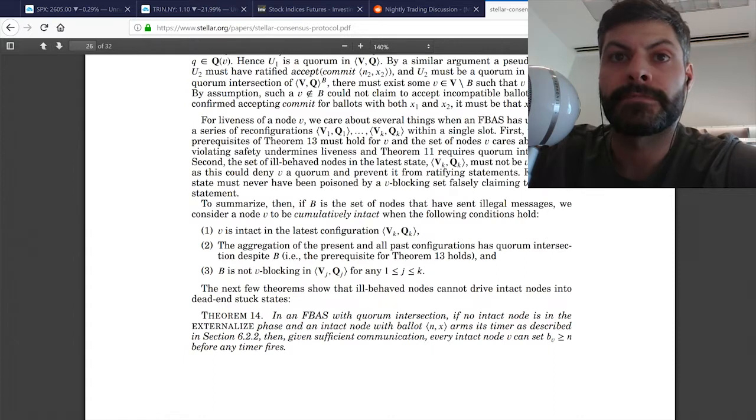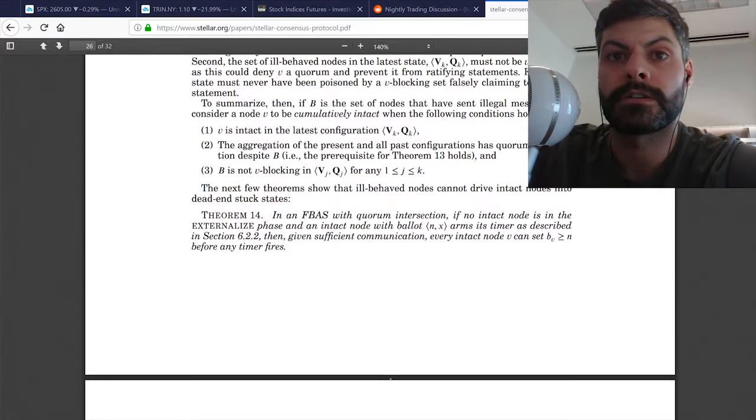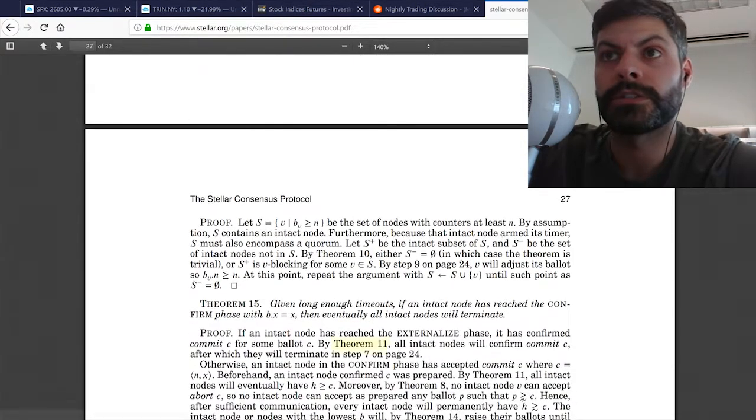Theorem 14. In an FBAS with quorum intersection, if no intact node is in the externalized phase and an intact node with ballot box of the tuple NX arms its timer as described in section 6.2.2, then given sufficient communication, every intact node V can set BV ≥ N before any timer fires. See proof below on page 27.